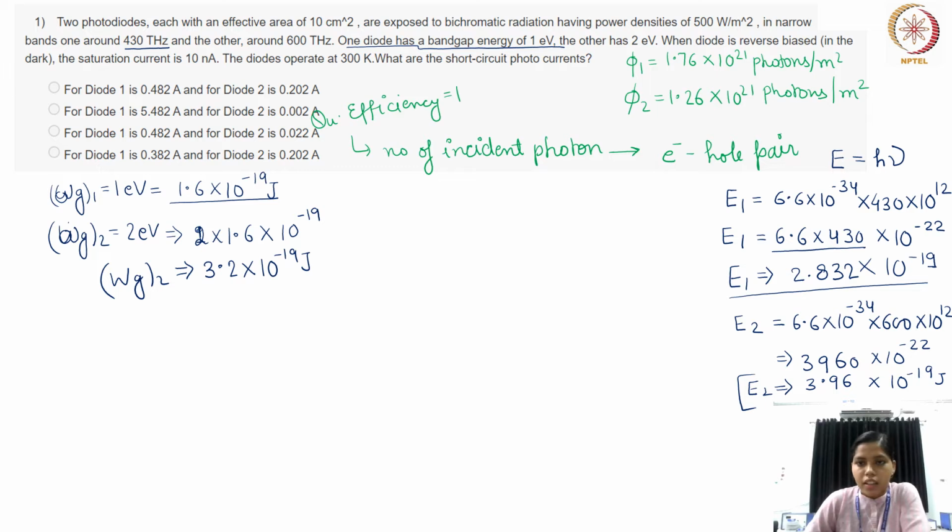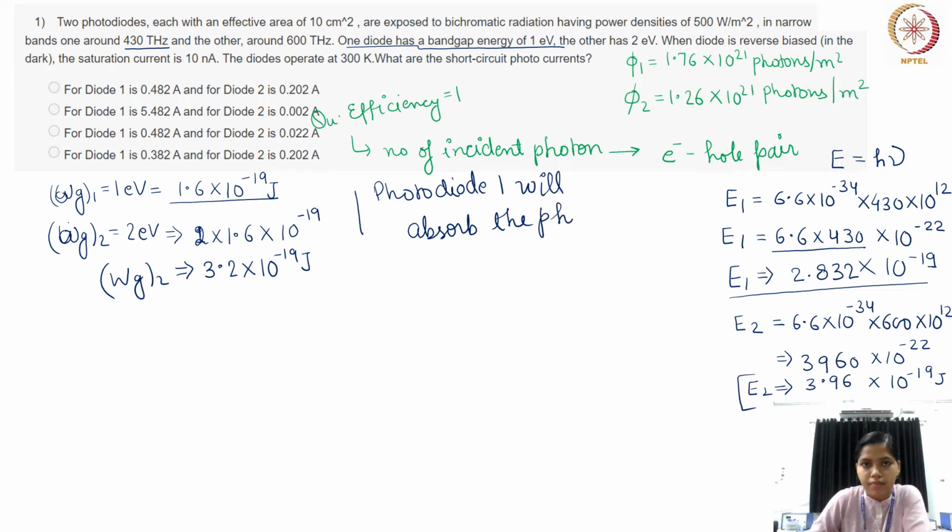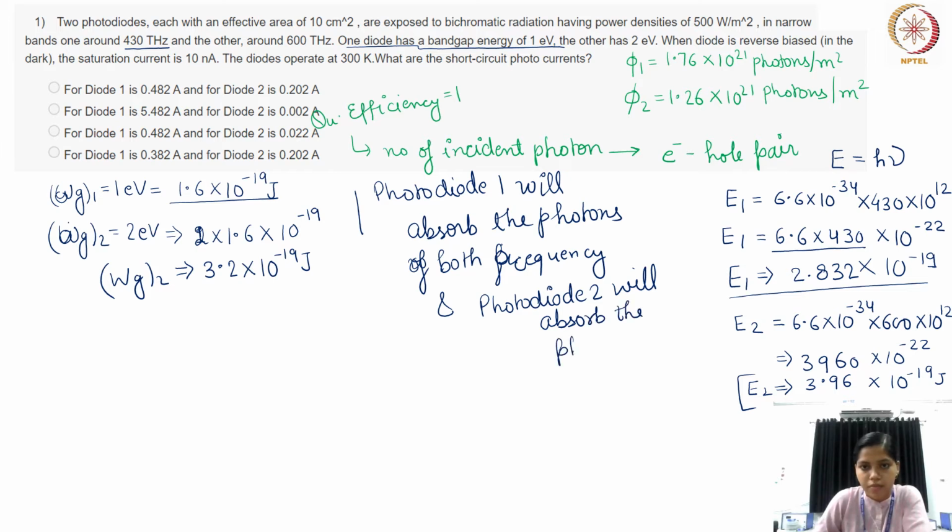So now if you see, the photodiode 1 will absorb the photons of both frequencies, and the photodiode 2 will absorb the photons with higher frequency only. Okay.